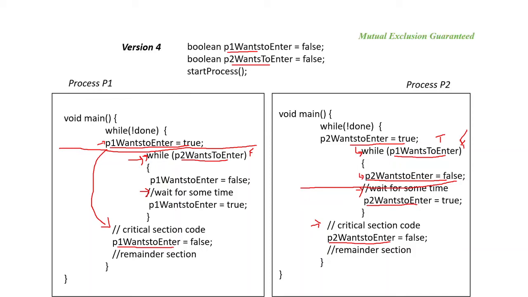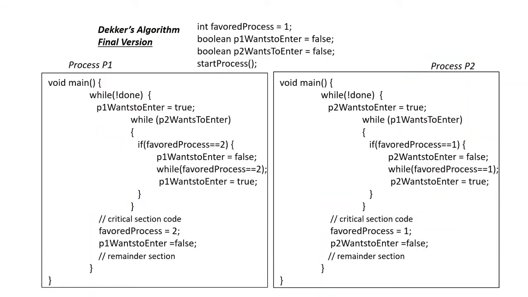So in this version, mutual exclusion is guaranteed, and no lockstep synchronization or deadlock is noticed, but we suffer from indefinite postponement. This was tackled in the final version of Dekker's algorithm. Apart from having the two Boolean variables P1 wants to enter and P2 wants to enter, we introduce another integer variable, favored process, or the turn value which we had in version 1. Now let's see what happens in this case.